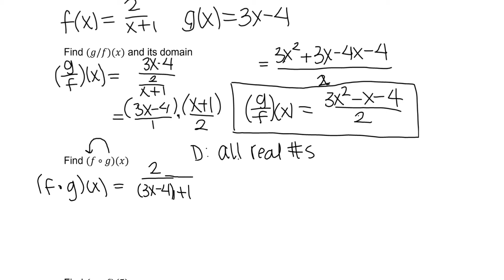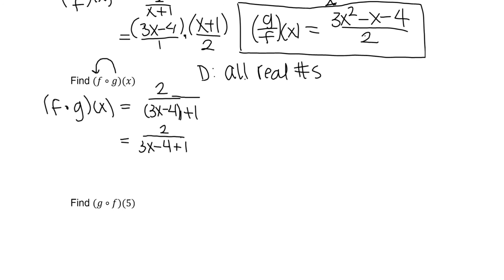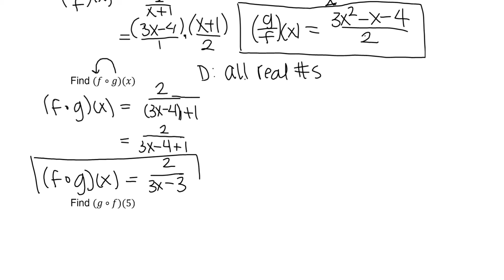Now because there's a 1 out front, if I multiply it by 3x minus 4, I get 3x minus 4, so it's 2 over 3x minus 4 plus 1. Now I can just combine like terms. So my final answer, f of g of x, is 2 over 3x minus 3. And I'm not going to do the domain of the composition at this moment.